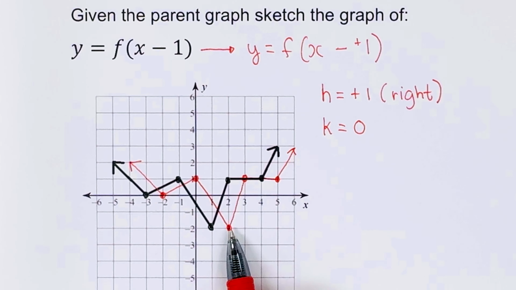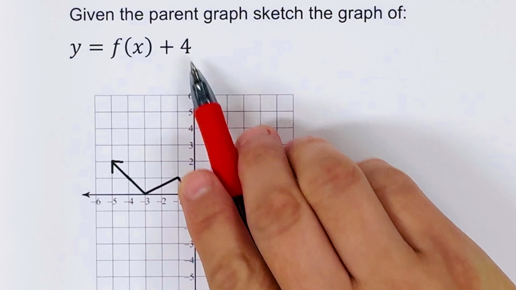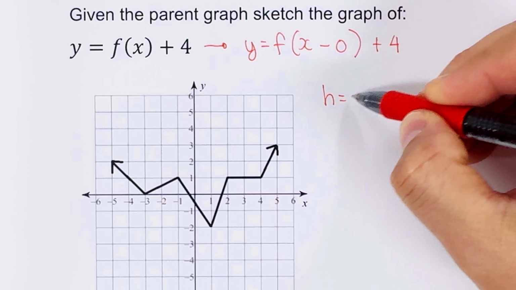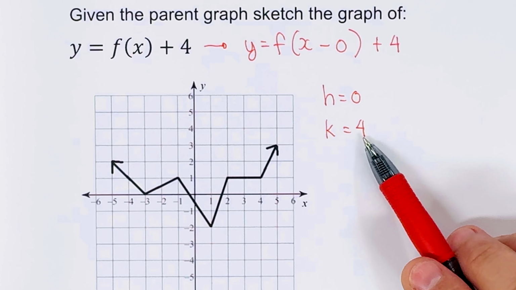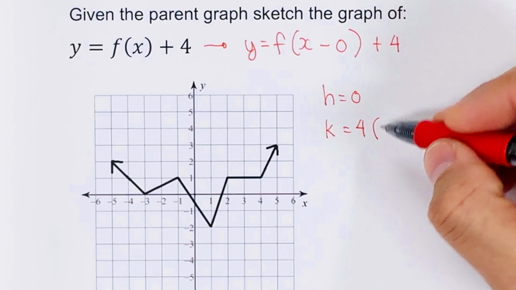Now let's have another example. Okay, let's go over this example. So this equation can be written as y equals f of x minus 0, plus 4. This tells us that our h is 0 and our k is 4. This means that the graph is not moving left or right, but it has moved up 4 units, because k is positive, so it went up 4 units.